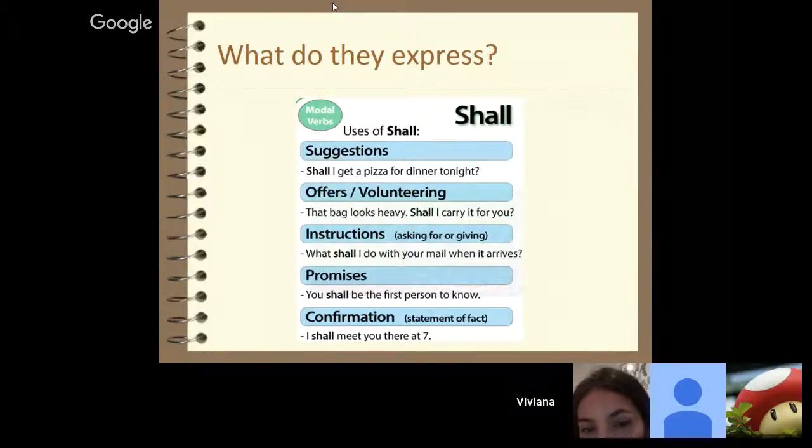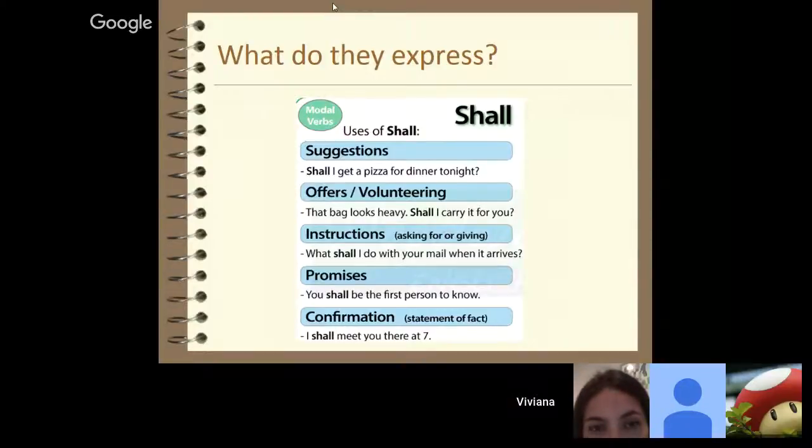Okay. So shall is something that we use as a suggestion, as an offer that you can volunteer, as an instruction, and also as a confirmation and promises. And as we have there, we have the examples there.